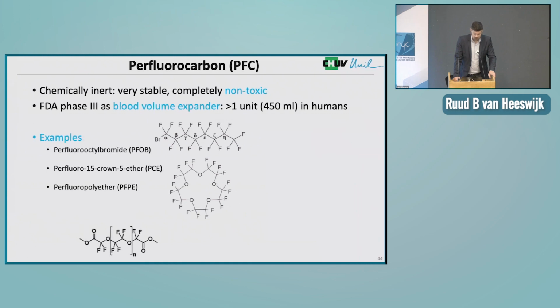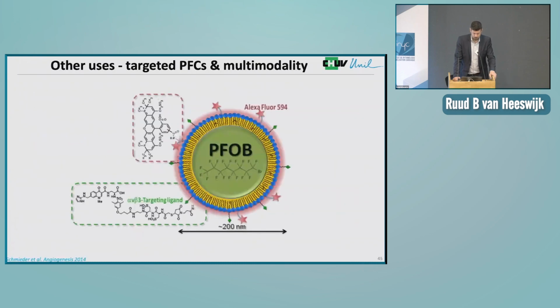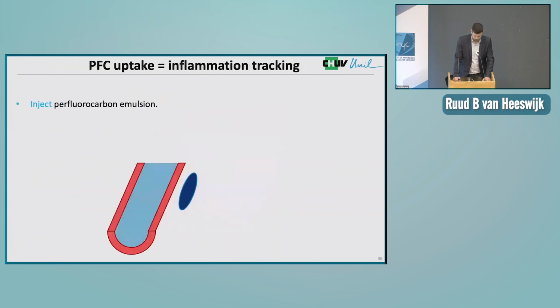People have also played with this as a blood volume expander. So they've injected up to 0.5 liter in people already as a blood volume replacement after traumatic blood loss. Here you see more of these molecules, what they can look like. You can also do very targeted imaging with it. So you can attach some targeting ligands. You can add fluorescent probes as well for the histology afterwards and so on.